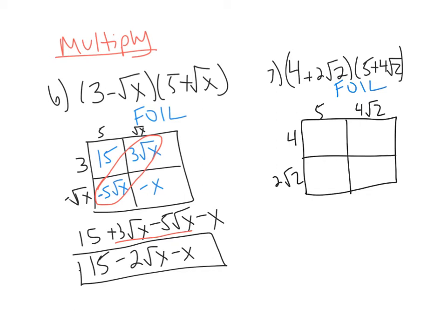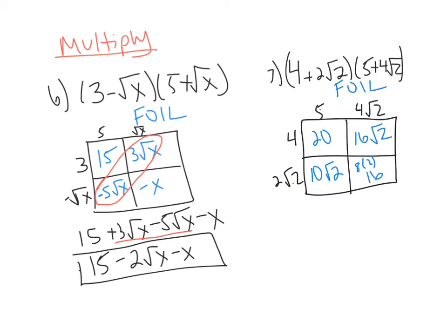So let's multiply. The box tells me what to multiply. 4 times 5 is 20. 4 times 4 root 2: again, multiply the outside, 4 times 4 is 16. Then I just keep the root 2. 5 times 2 root 2: multiply 5 times 2 is 10, and we just keep the root 2. And 4 root 2 times 2 root 2: multiply the outside, 4 times 2 is 8, and root 2 times root 2 is 2. So 8 times 2 is 16.